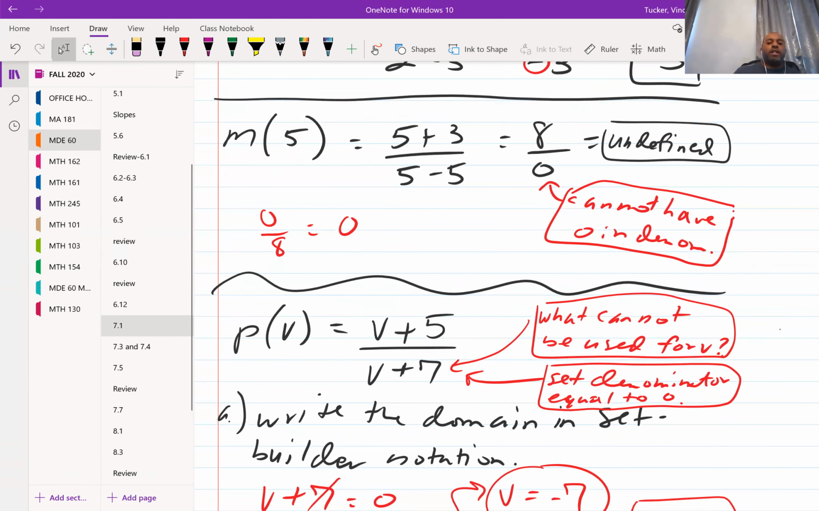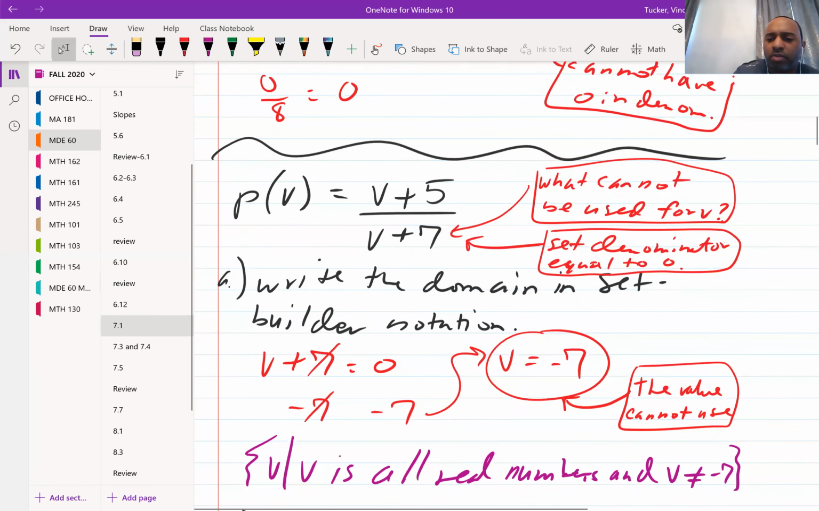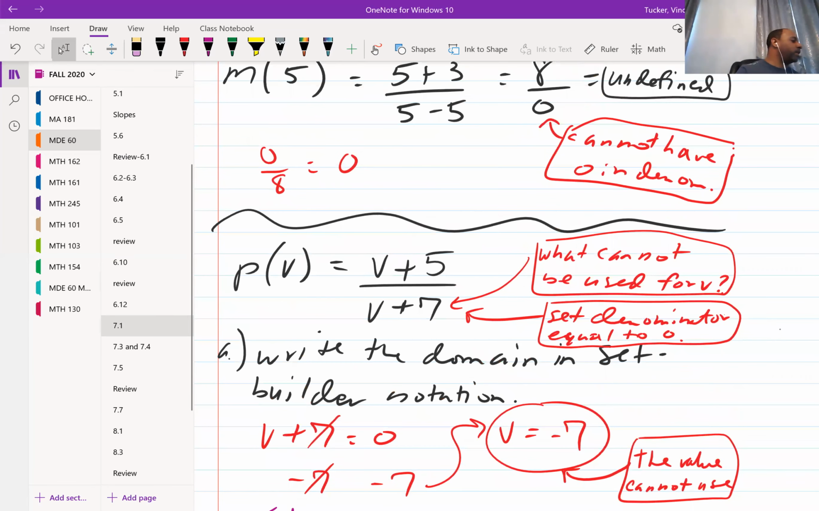All right, so now this next one, you notice the directions on A. It says write the domain. They ask us in set builder notation. Let me see if this book actually asks that for you. But we're going to write the domain.